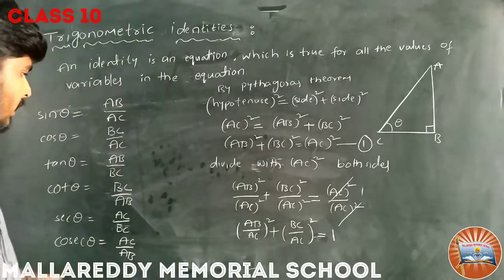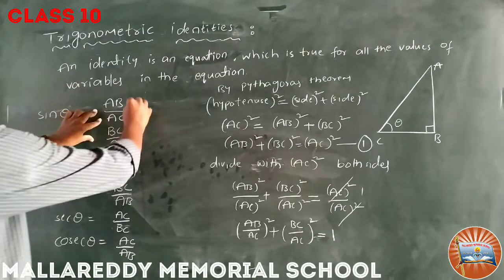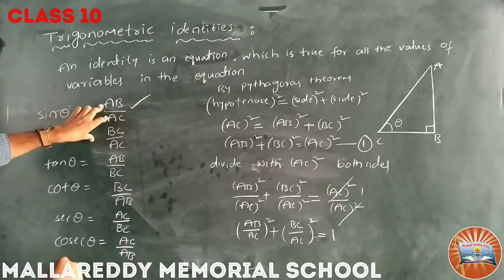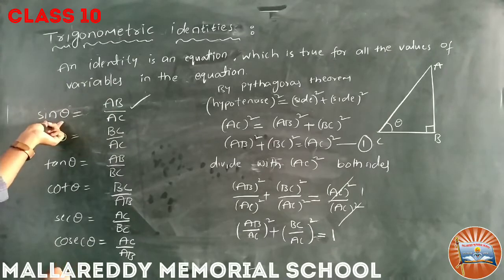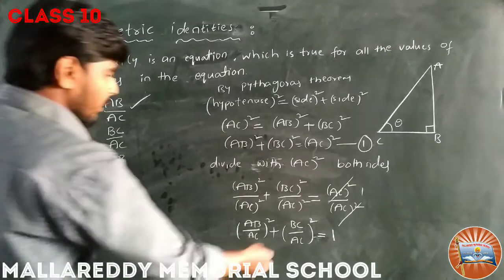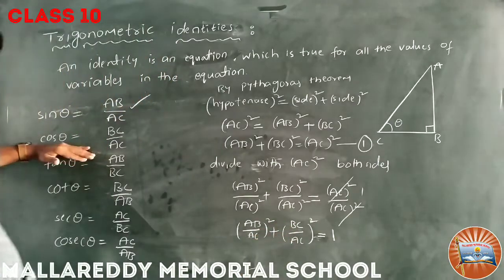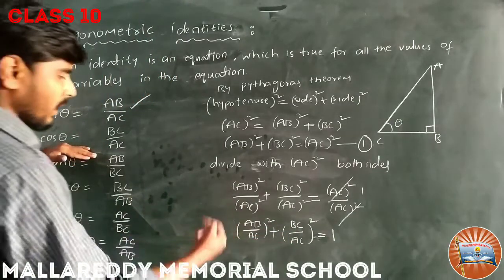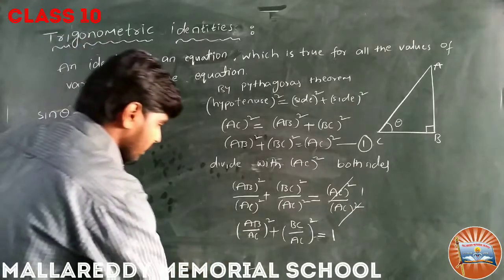Look at here. Where is the AB by AC? Yes, here. This is the AB by AC. We can replace it with sin theta. In place of AB by AC, we can write sin theta, isn't it? Look at here. BC by AC is nothing but our cos theta ratio. So we can replace BC by AC as cos theta. So I am replacing the values.